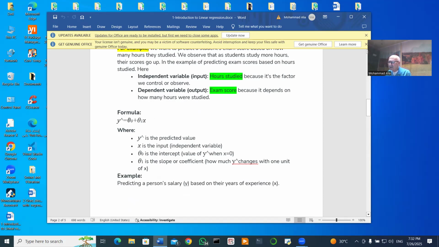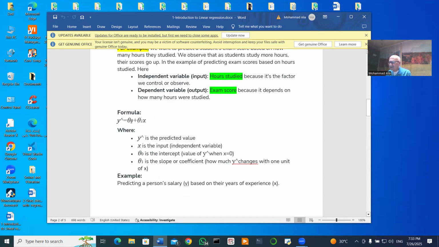Theta 0 here represents the intercept, or the bias. Theta 1 represents the slope of the line. In machine learning, it is considered as a coefficient and given the name weight, and x here is the independent input variable.